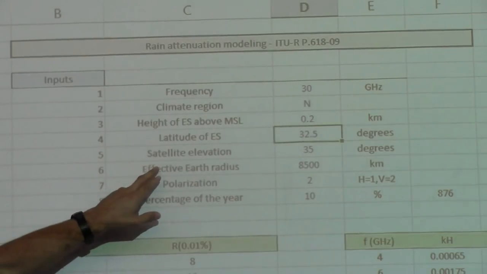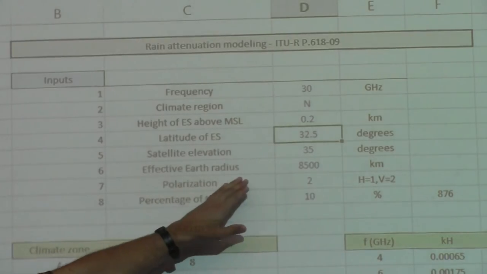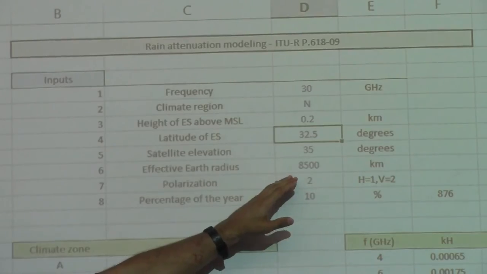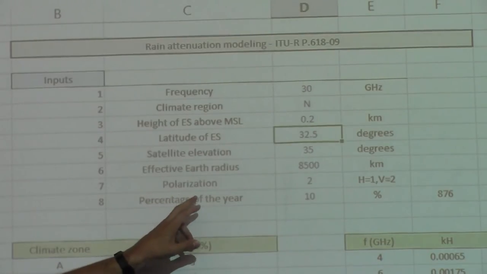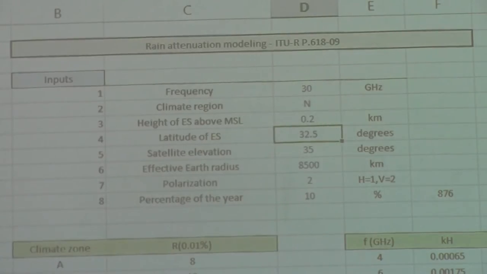Then you have to specify the elevation, which is the angle from the horizon. How is the satellite antenna being pointed? This is the effective earth radius. This is 4/3 of the actual earth radius, because we're talking about the radio earth, so the earth radius is slightly larger. Then polarization: if you enter 1 here, it's horizontal, 2 is vertical polarization.